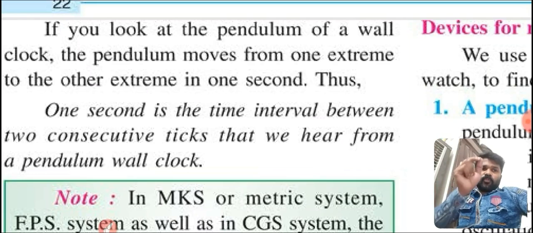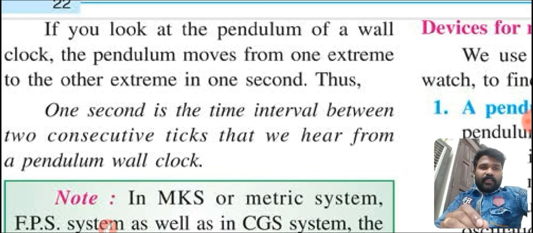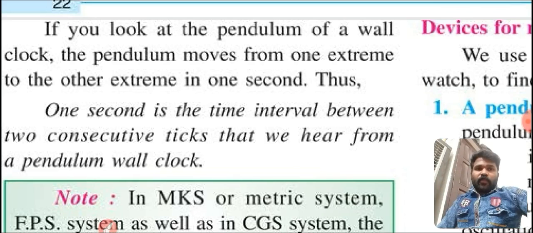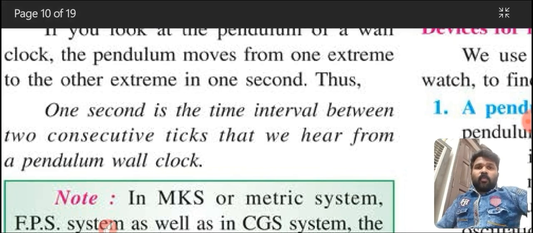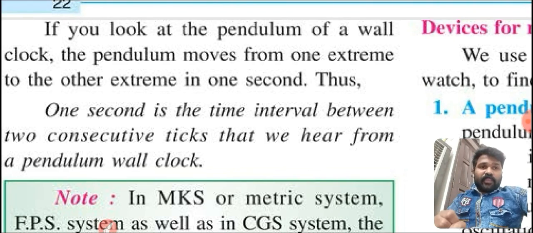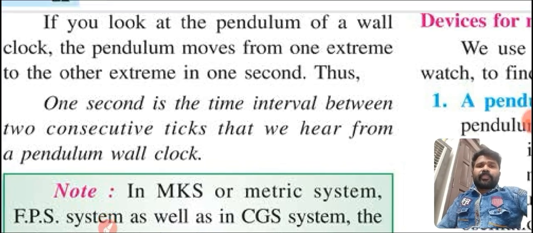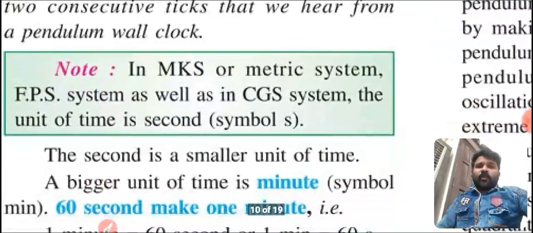Like this it moves. Thus, 1 second is the time interval between two consecutive ticks that we hear from a pendulum or clock. You can hear the tick sound from the pendulum. Okay. And here is one important point.